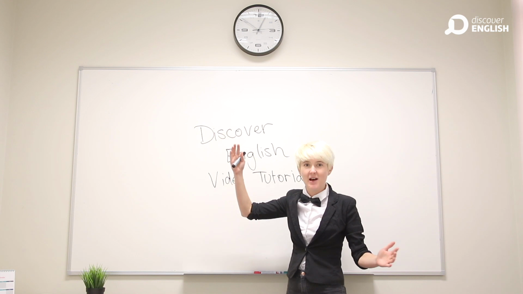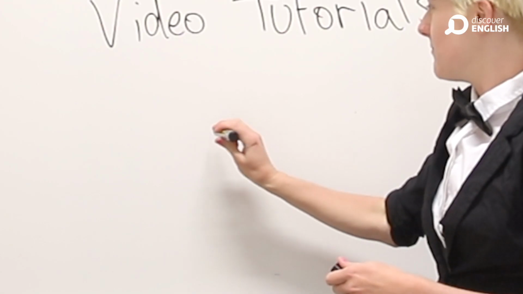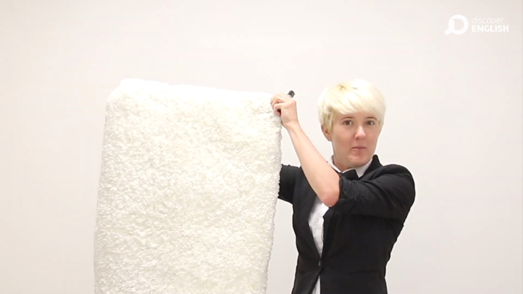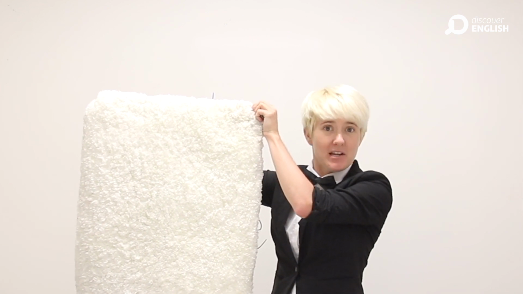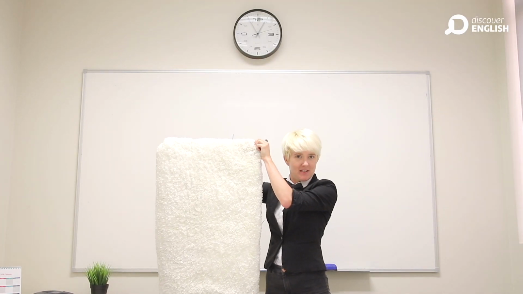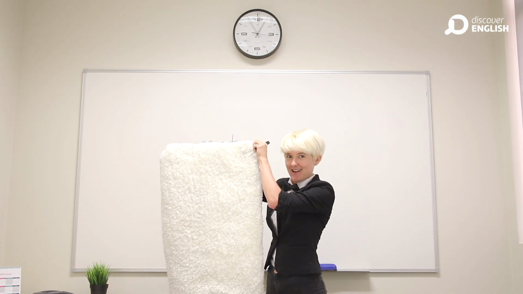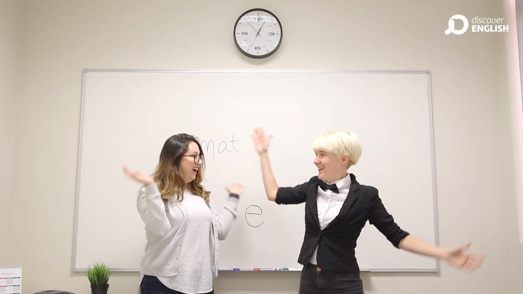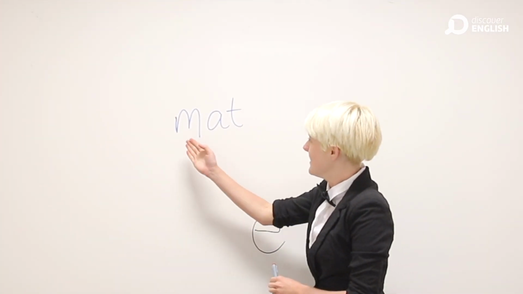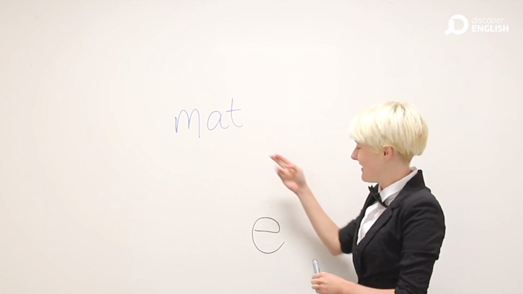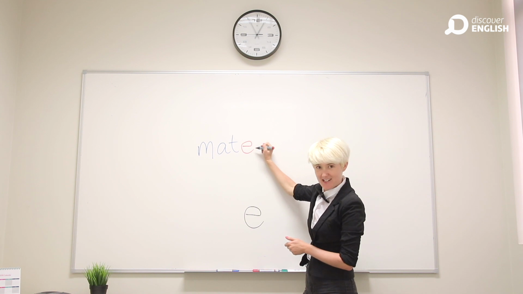Today we're talking about the incredible magic of English spelling, specifically the magic E. For my first trick, I will turn this plain, boring Matt into my mate, using only the magic of the letter E. Here's the secret behind my trick. I had the word Matt and I added a magic E and turned it into mate.